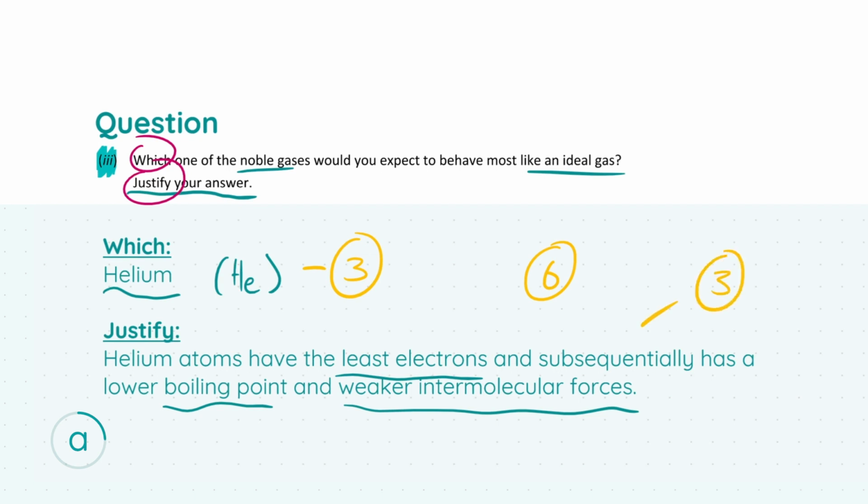Now, in this case, I've actually included a little bit more information than you needed to. I included the fact that they have the least electrons, the fact that they have a lower boiling point, and weaker intermolecular forces than some of the other ones. But even if you just said any of those singular terms, maybe that helium has the least electrons, helium has a lower boiling point, or helium has weaker intermolecular forces relative to other noble gases, you'll still get your full marks. But in this case, I was just covering all of our bases.